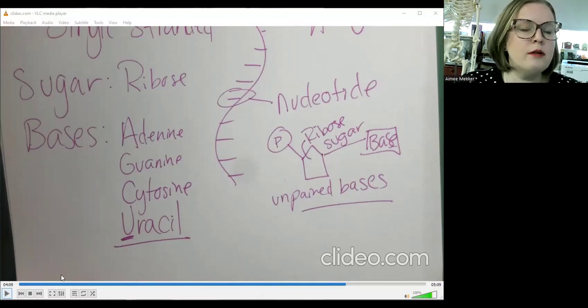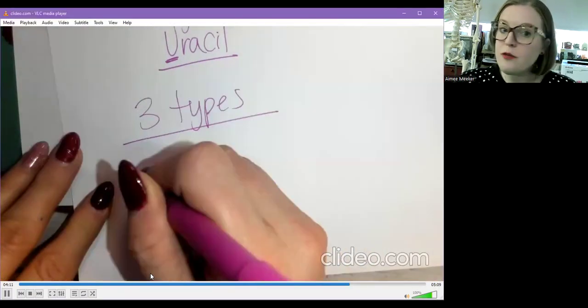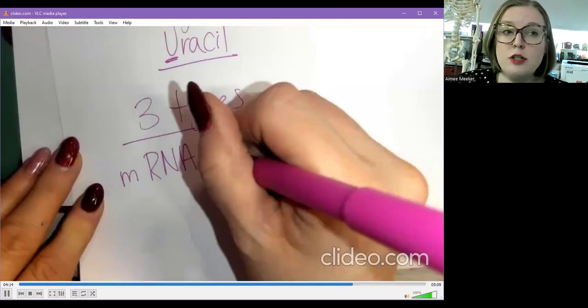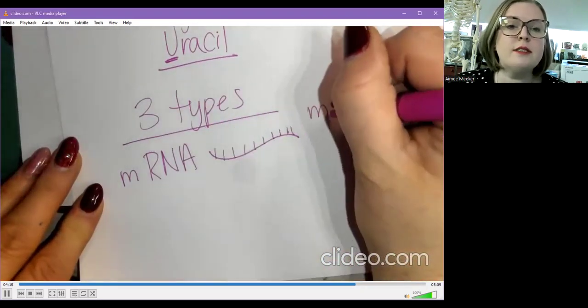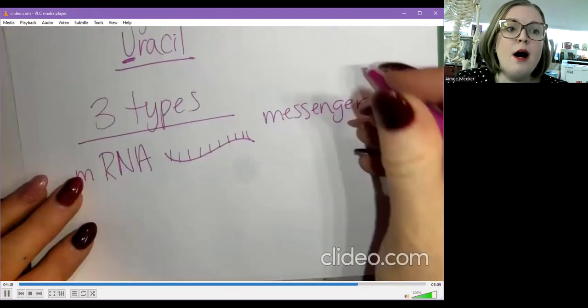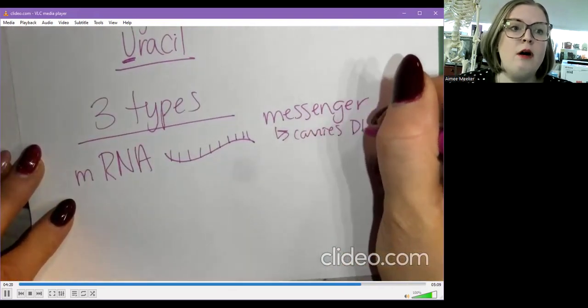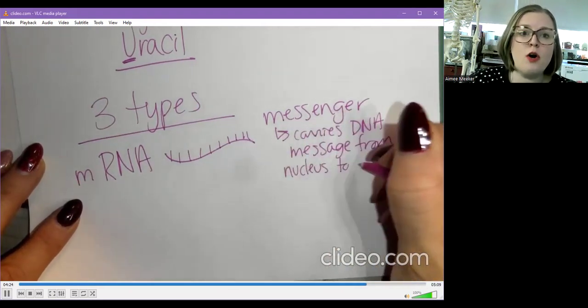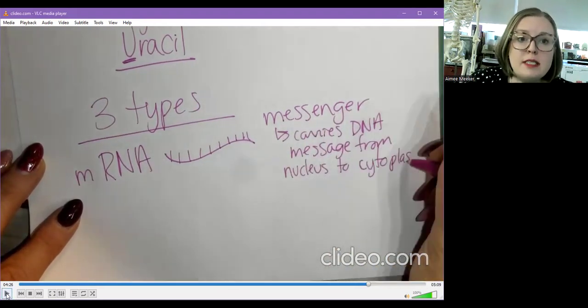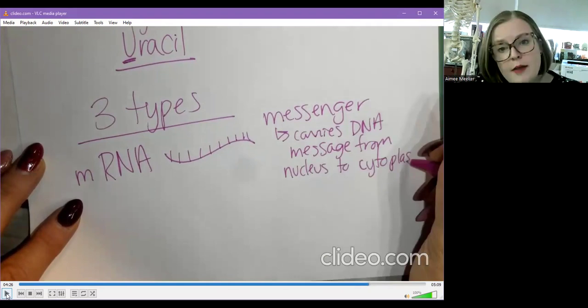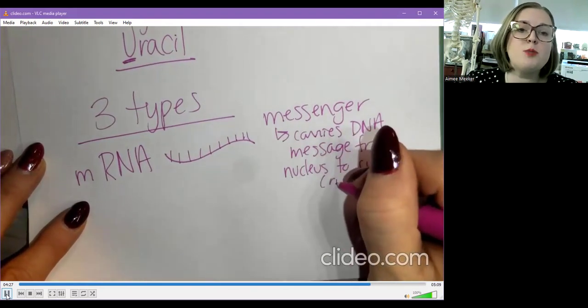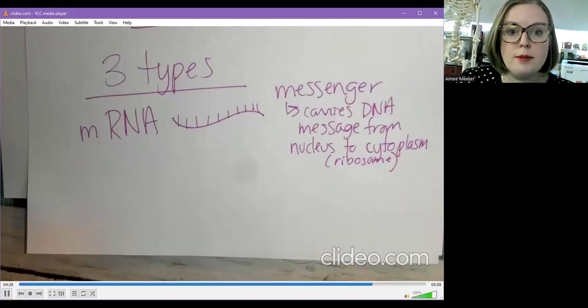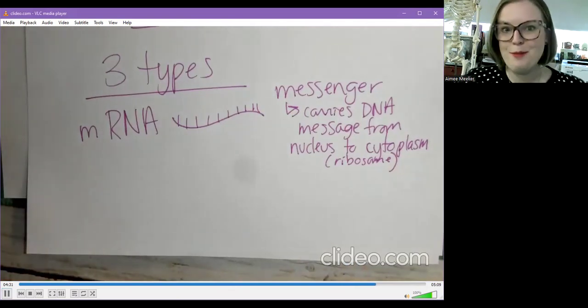Let's keep going. There's 3 different types of RNA. They're going to play a major role in protein synthesis, each in a different way. mRNA is the main RNA we'll be looking at. It's called messenger RNA. It's going to carry the DNA message from the nucleus to outside the nucleus, the cytoplasm. Specifically, it's going to bring it to the ribosome. Ribosome, tell me more.